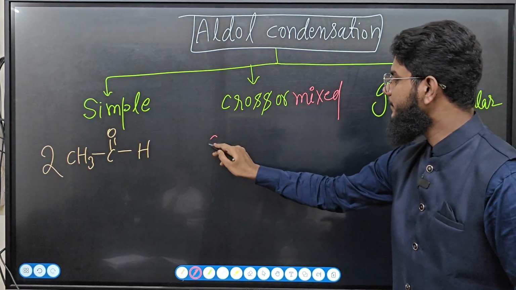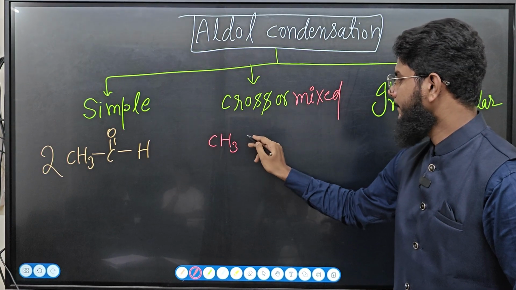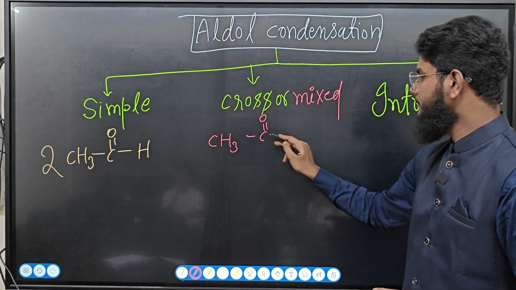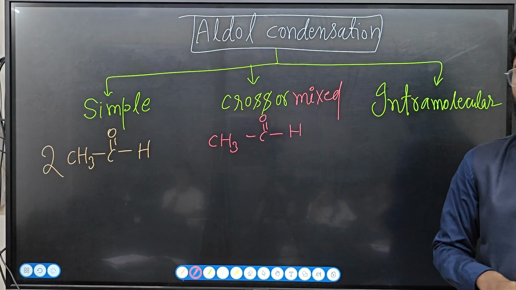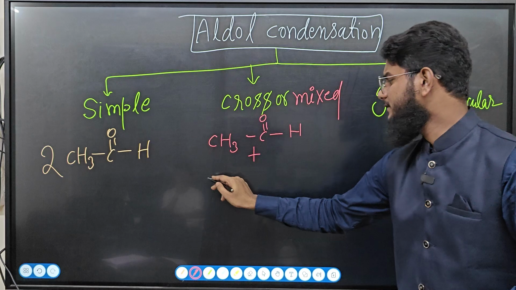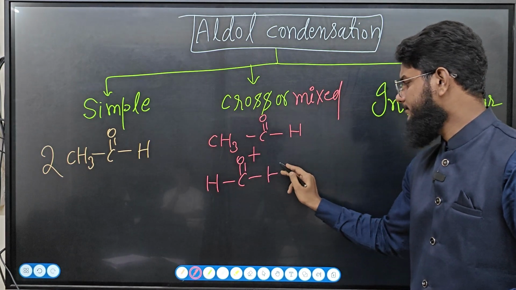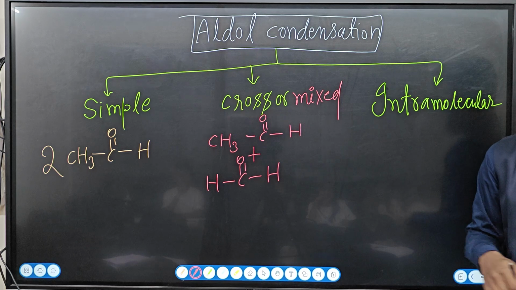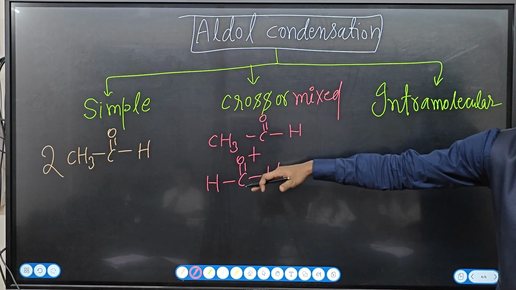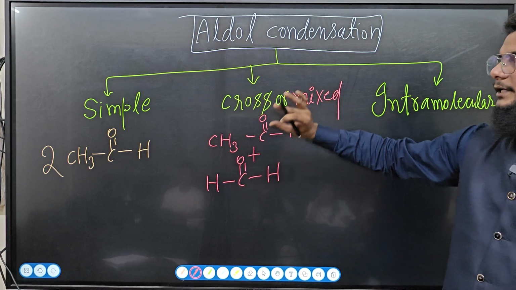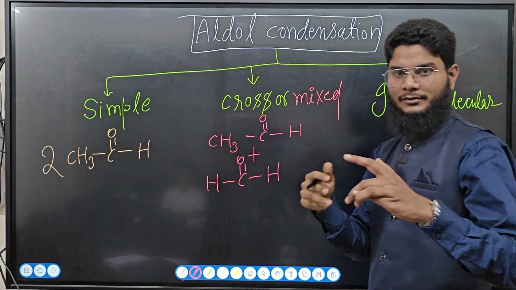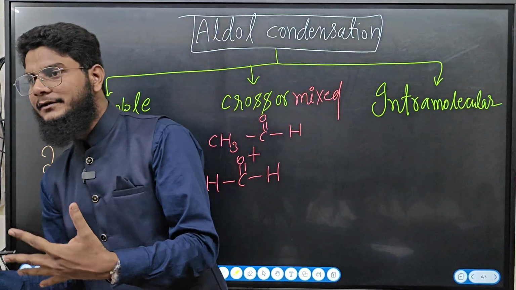But in case of cross aldol, we consider two different carbonyl compounds. One plus, you can consider anything else, this one. So there both are different. This is called cross, or you can say mixed. Mixed means, you know, mixing of two different things.